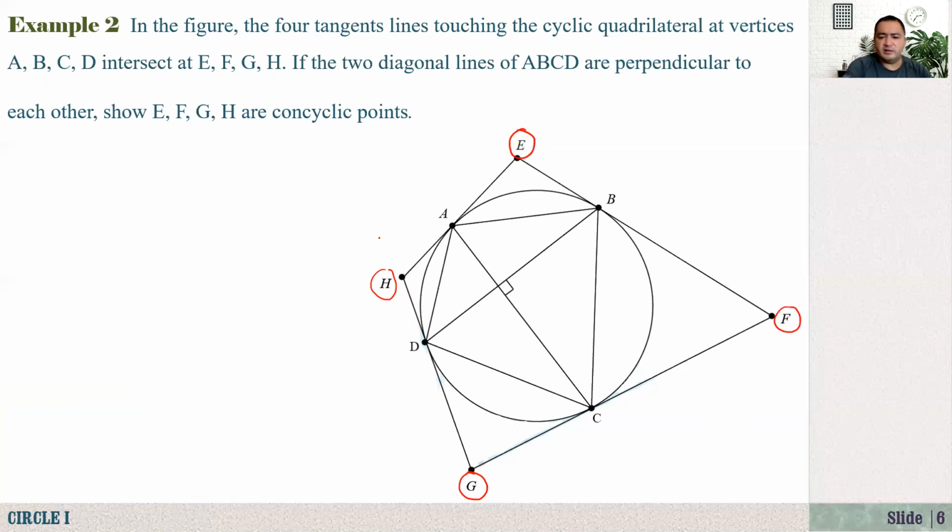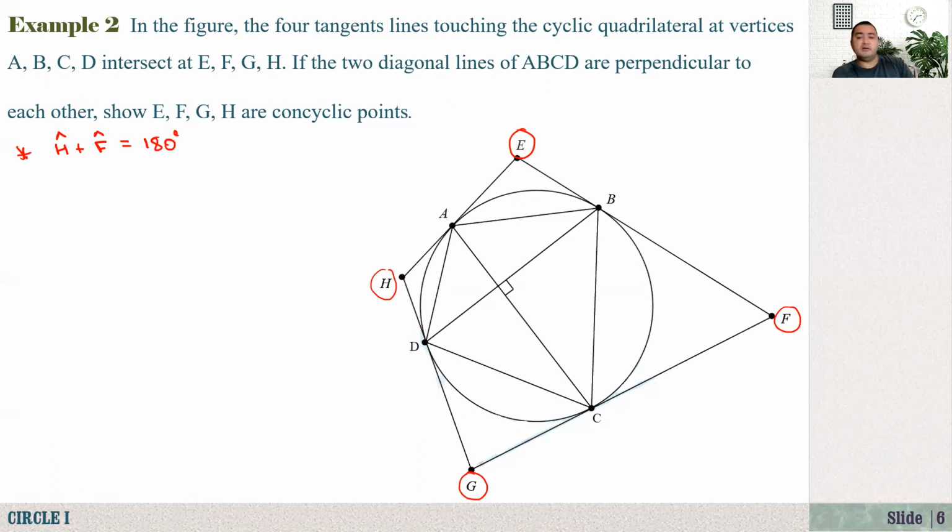So I need to show that either angle E plus angle G is equal to 180, or that angle H plus angle F is equal to 180 degrees. Let me just pick one of them, it doesn't matter. I'm going to show that angle H plus angle F is equal to 180 degrees. That means the sum of these two angles form supplementary angles, which proves by property 9 that the quadrilateral EFGH is a cyclic quadrilateral.